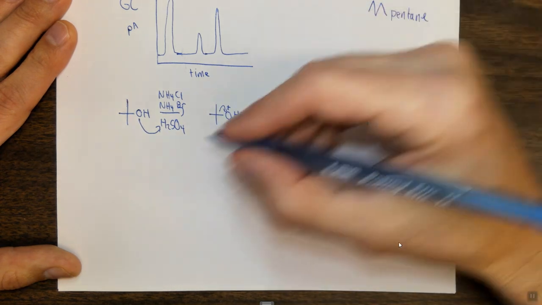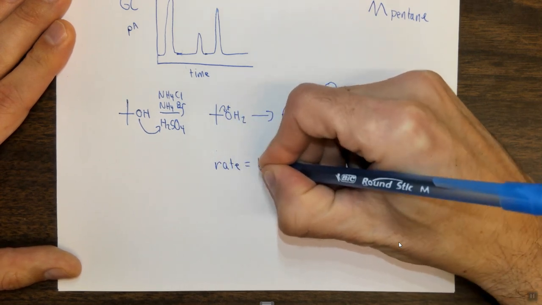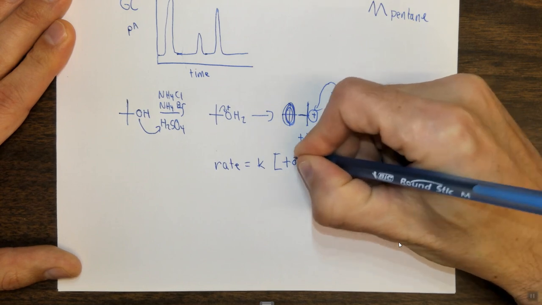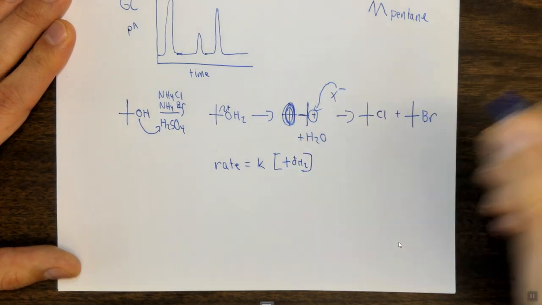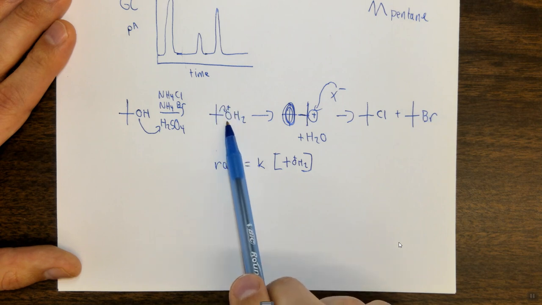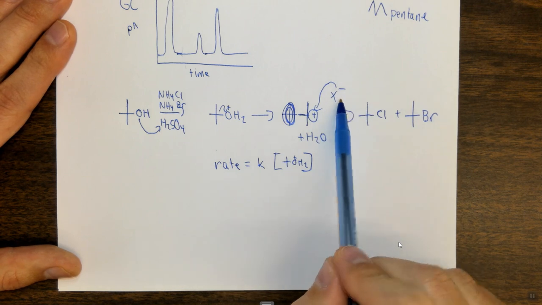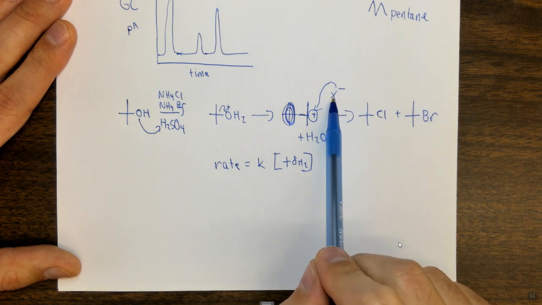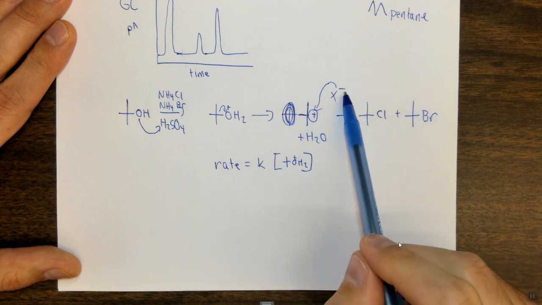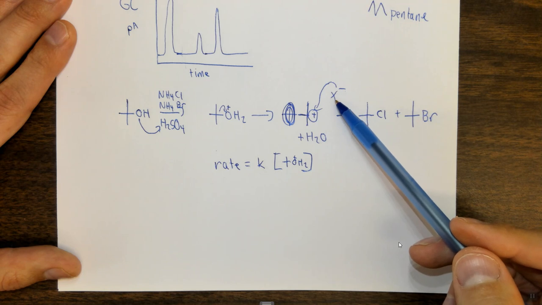Well, what is the rate of this equation? The rate here is equal to k times the concentration of the protonated alcohol, because the slow step is the formation of the carbocation. Once the carbocation is formed, it pretty much reacts instantly with the first nucleophile it bumps into, because it is relatively unstable and wants electrons, and nucleophiles have electrons. In this case, Cl- and Br- have electrons.